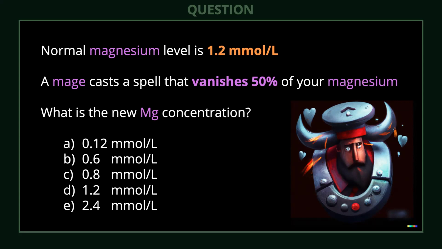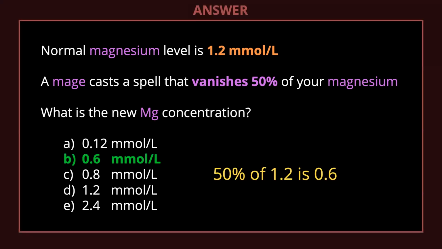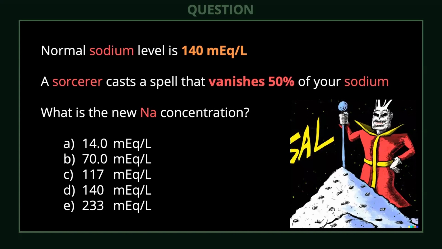Take a moment, decide on your answer. If you can, write it down so you really commit. And then I can reveal, hopefully some of you selected the correct answer, which is B, 0.6 millimoles per liter. There's not going to be too much math in this presentation, but a little bit. You divide 1.2 in half and you get 0.6. Okay. Straightforward. Makes sense. But let's wind that back and replace our magnesium mage with a sodium sorcerer.